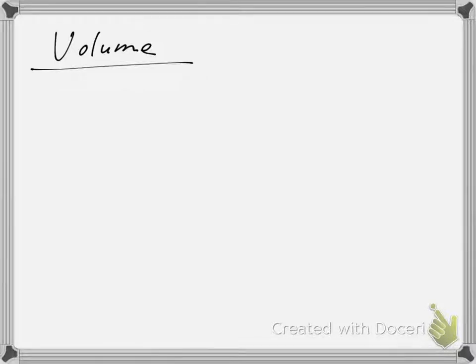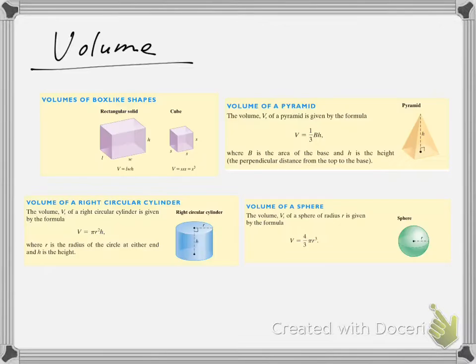Okay, class, today we're going to talk about volume of various figures. I'm going to bring up a bunch of stuff from the book here. So just pause for a second. Okay, here's four volumes we're going to look at, four different types of shapes.